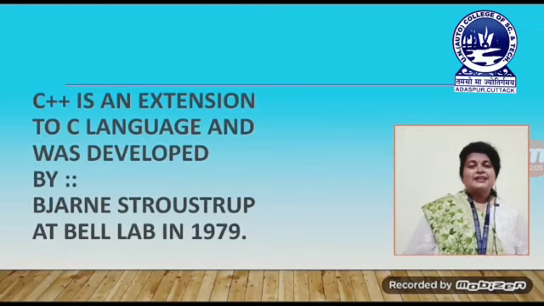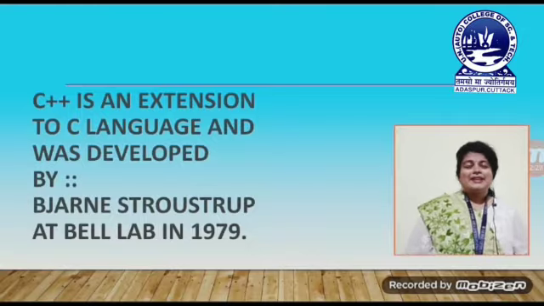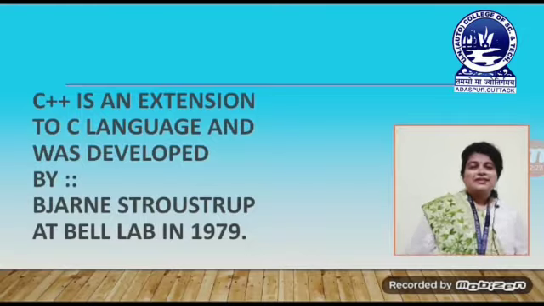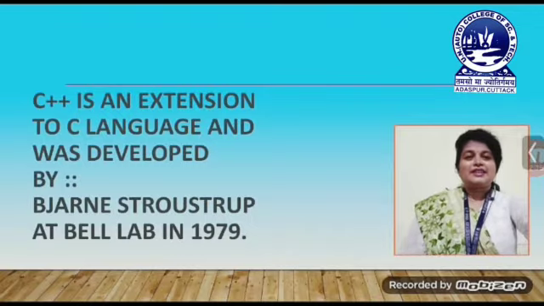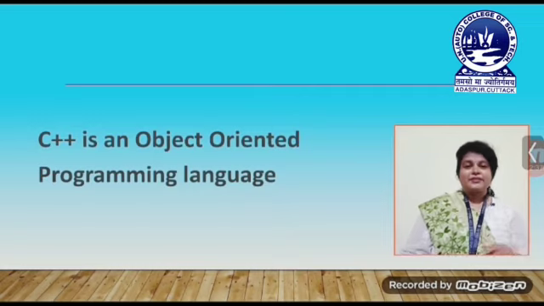Just like C, C++ is also a programming language. As we have already discussed, it is based on OOPS features. But before that, we should know who developed C++. C++ is an extension to the C language and it was developed by Bjarne Stroustrup at Bell Labs in 1979. And as it is an extension to C, it has lots of interesting features. Let's discuss it in depth.